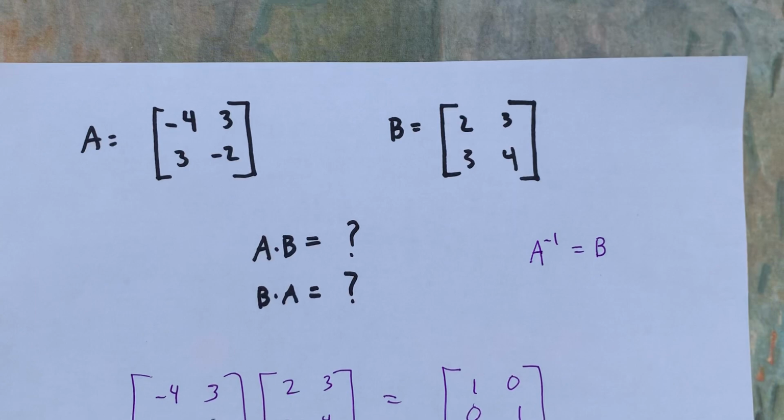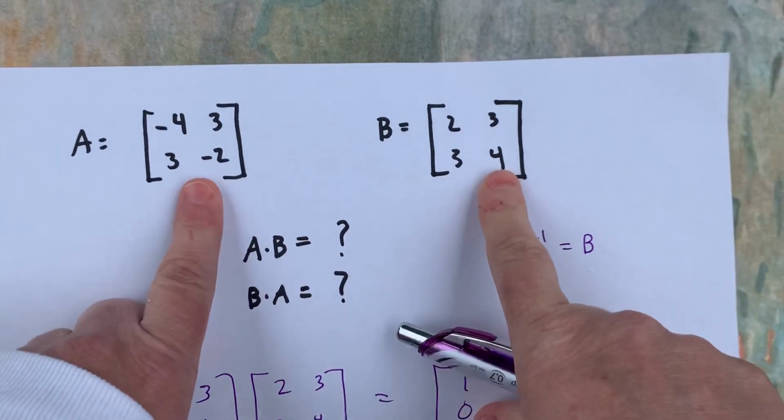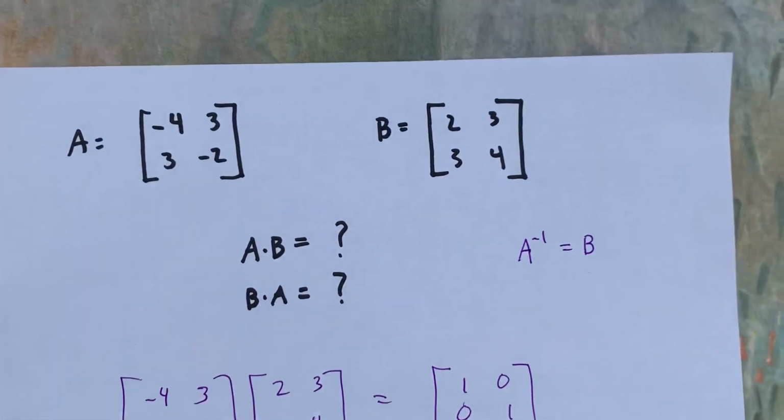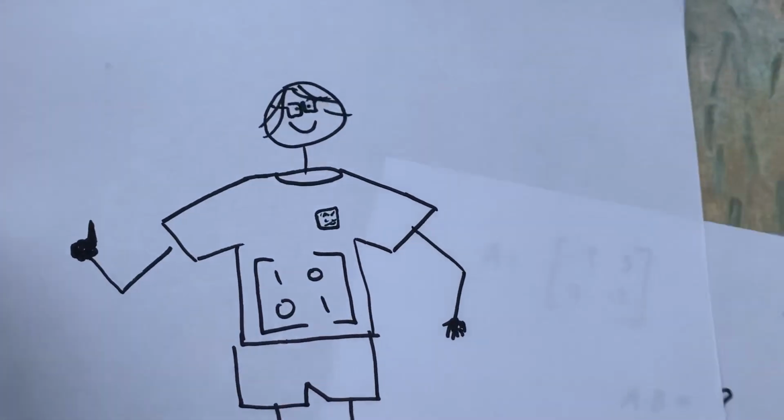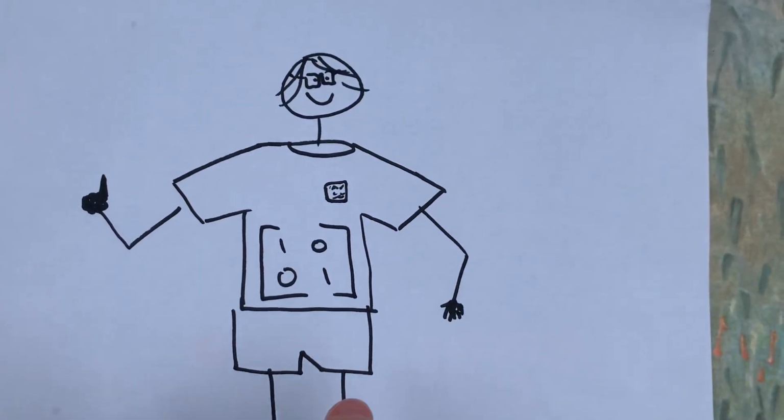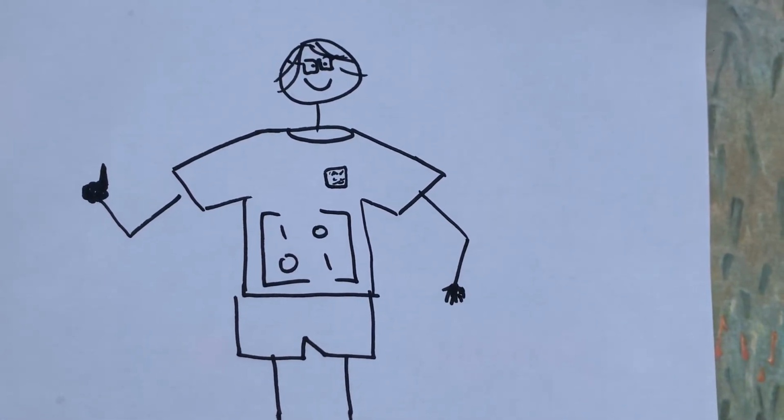You've got a couple of book problems to try where all you're going to do is multiply a bunch of matrices together and figure out if they are the identity matrix. If they are the identity matrix, then those matrices are inverses. If not, they are not.